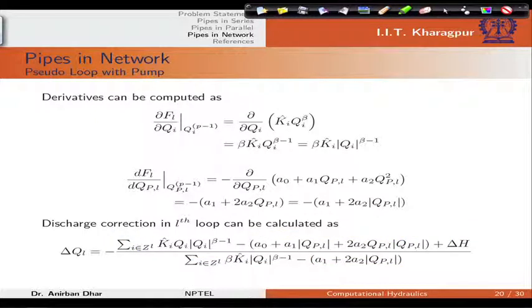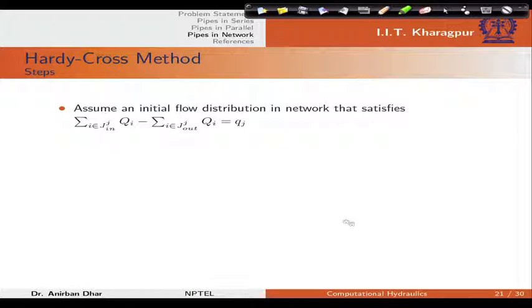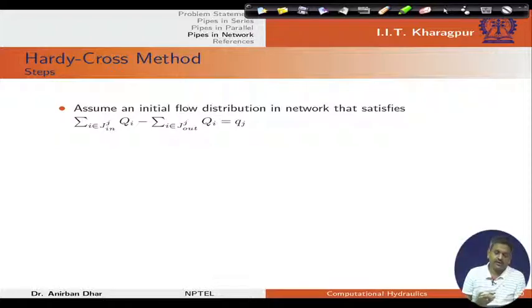Now, with this we can start developing our source code for the Hardy-Cross method. For the Hardy-Cross method we need to start with this first step. First we need to assume an initial flow distribution in the network that satisfies the junction conditions, because we need to satisfy initial discharge.